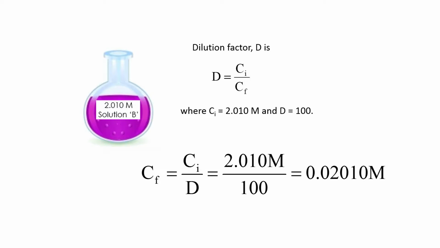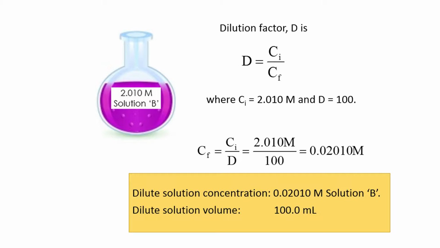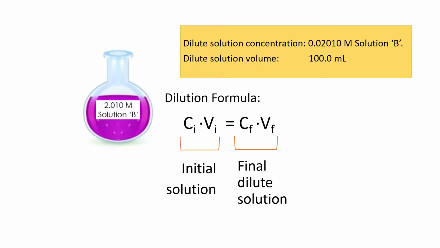0.02010 molar. We need to know how many mL of solution B we need to pipette in order to make the dilute solution. We need to use the dilution formula CiVi equals CfVf, where one side of the dilution formula has subscript i, which stands for initial solution, and the other side has subscript f, which stands for final dilute solution.